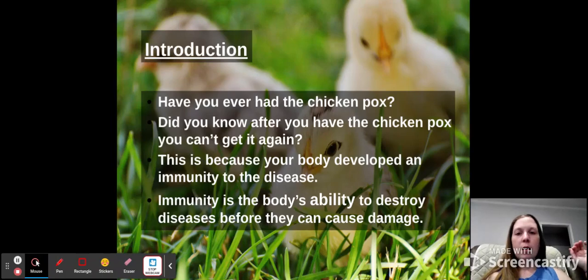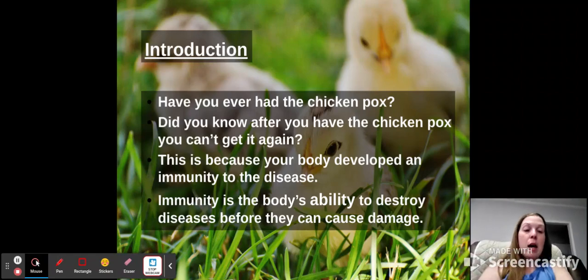So, think about this. Have you ever gotten chicken pox? I remember I got it in kindergarten. Did you know that after you have chicken pox, you can't get it again because your body has developed an immunity to the disease? And immunity is the body's ability to destroy diseases before they can cause damage. And now they actually have a chicken pox vaccine to help you build that immunity before actually getting the disease.